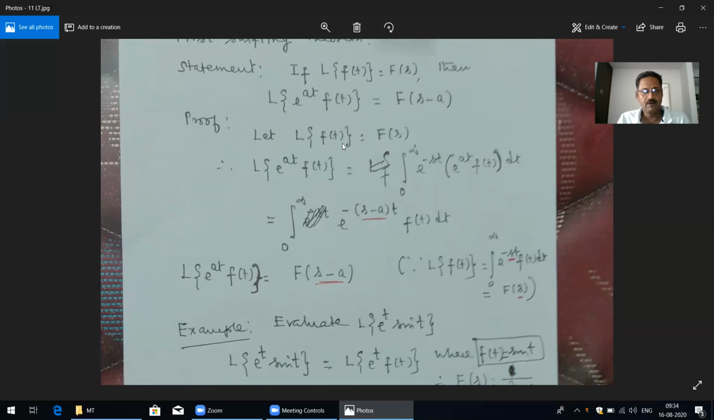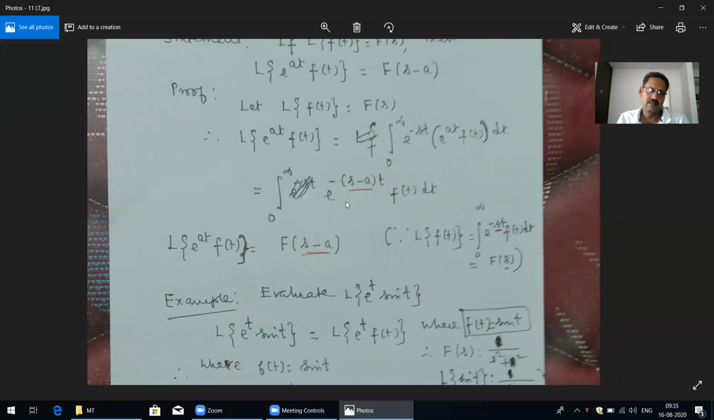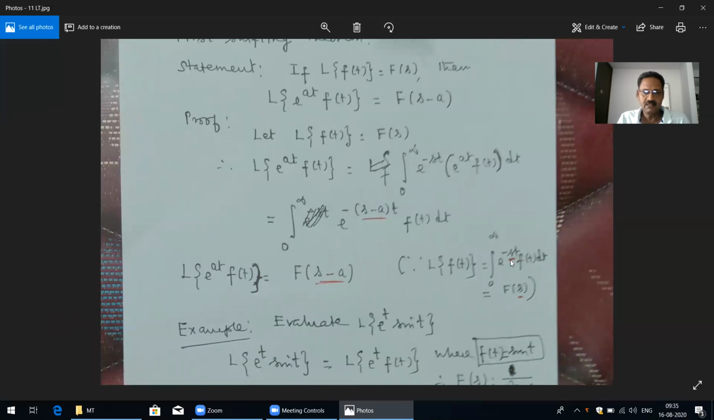In the beginning, we know that, let the Laplace transform of f of t equal F of s be given. Now, the definition is like this: the Laplace transform of f of t equals the integral from 0 to infinity of e power minus st f of t into dt. Based on this, we denote the Laplace transform of f of t as F of s. Here, the same thing, we just replace f of t by e power at into f of t: 0 to infinity, e power minus st, e power at into f of t into dt.